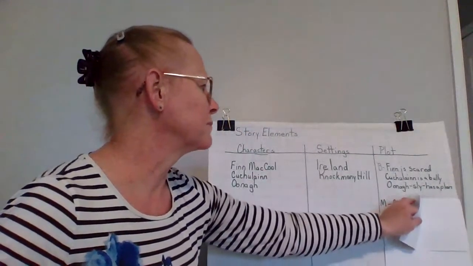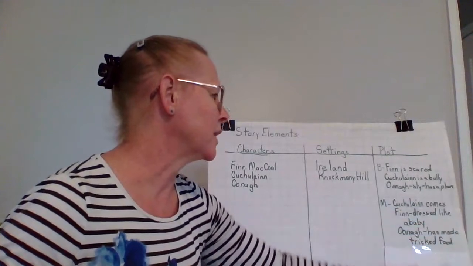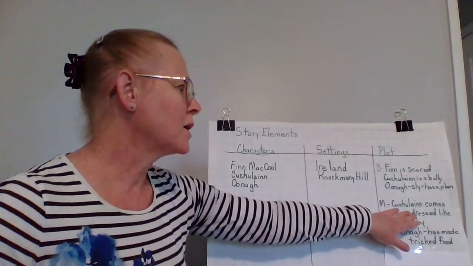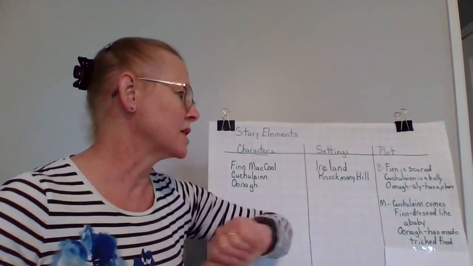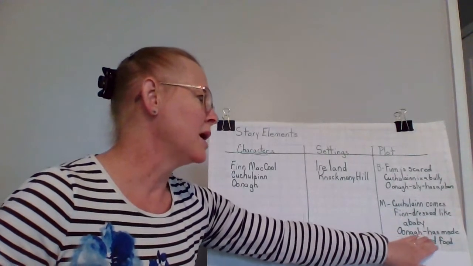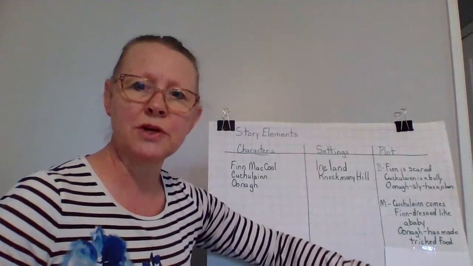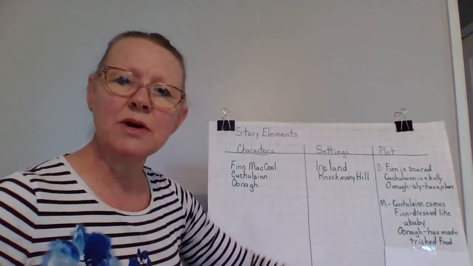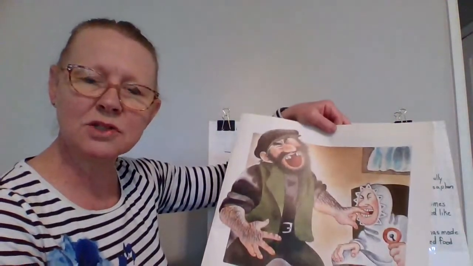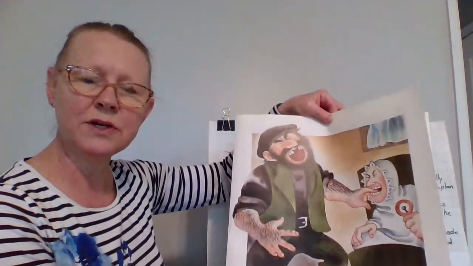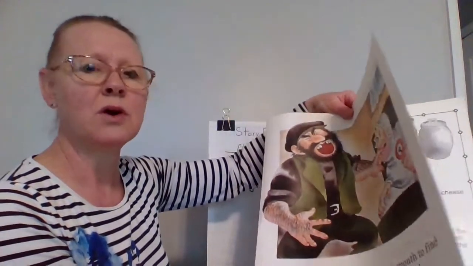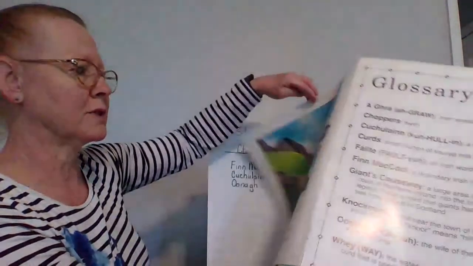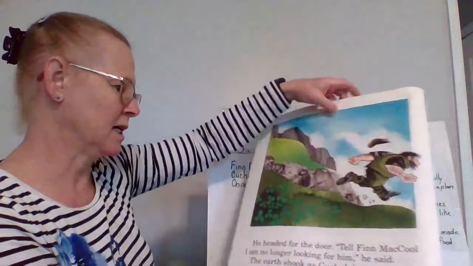So let's see. In the middle of our story, Cuchulainn comes to the house. Finn is dressed like a baby, and Una has made tricked food. And now they have eaten the food. Finn ate the real food, and Cuchulainn ate the tricked food that was not really food. So let's see what happens at the end.